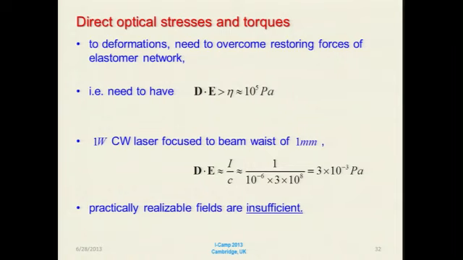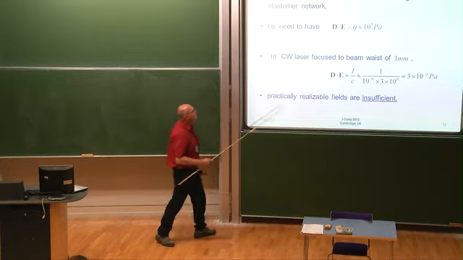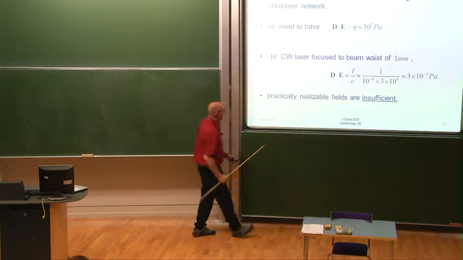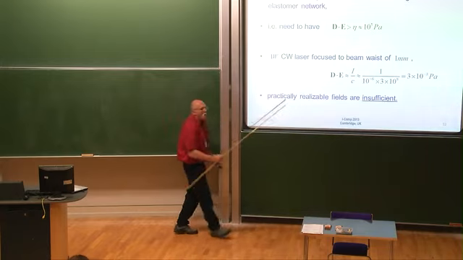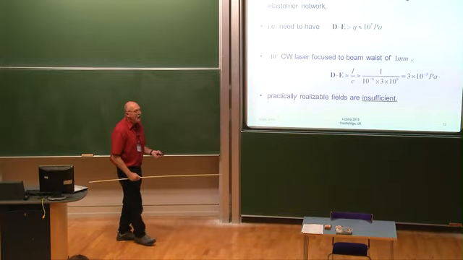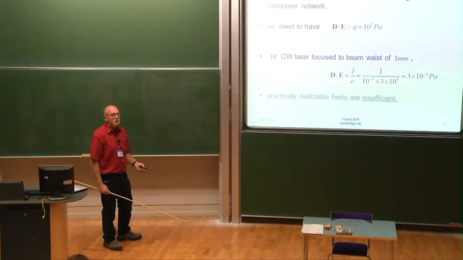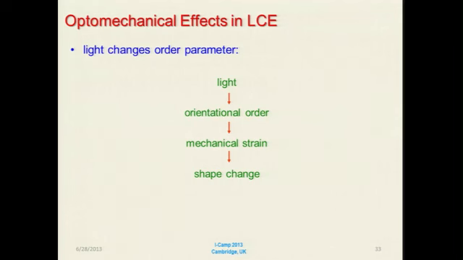And if you put the numbers in here, it turns out that even if you have a 1 watt CW laser focused to a square millimeter, you only get a millipascal. So you have to have huge, huge fields to be able to overcome the restoring force of the network. So practically speaking, we don't have fields big enough, and this is not the way to go if you want the elastomers to sing and dance.